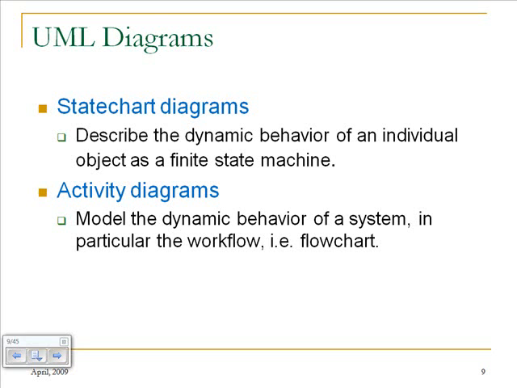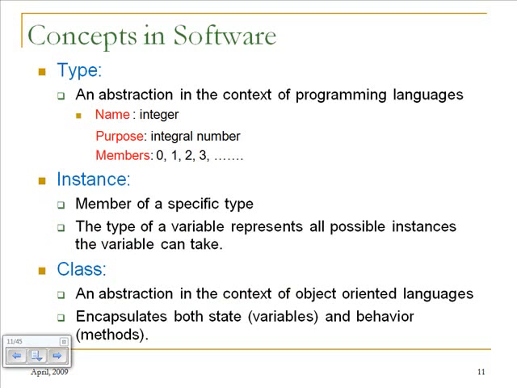The activity diagrams are going to model the dynamic behavior of a system. Activity diagrams in particular show the workflow. It's more like the flow chart of how information is going to flow, or how activity is going to flow through a system. Okay? And so let's start with structure diagrams, class diagrams. So I'll show you some examples.